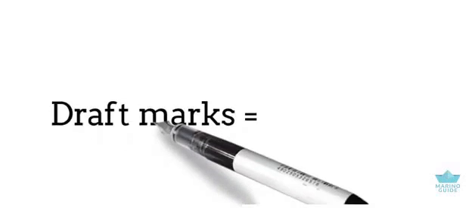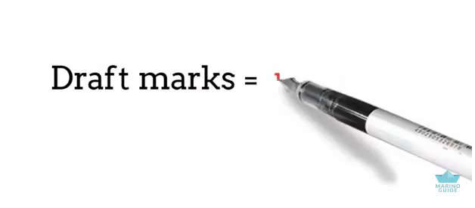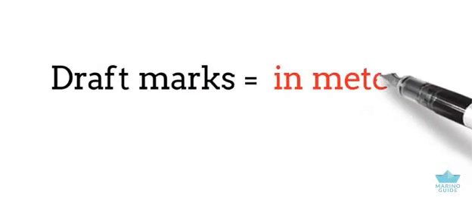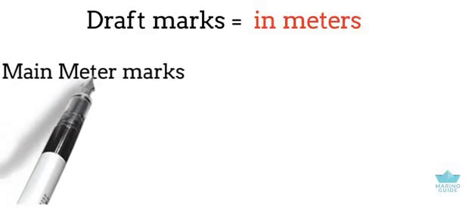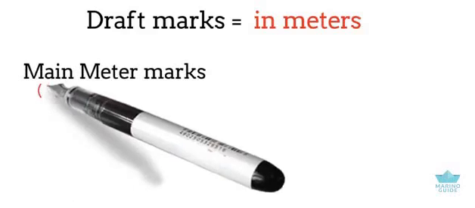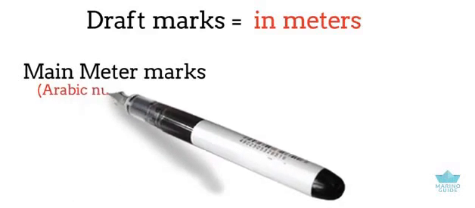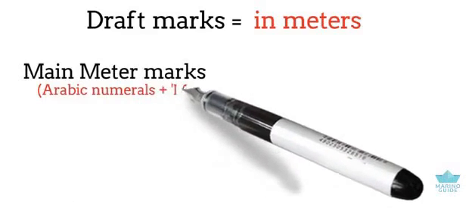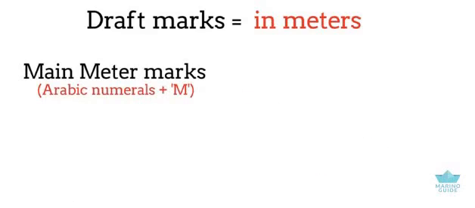Draft reading is done where the water line and the draft mark are crossing. Usually, the draft marks are in meters. The main meter marks are marked as Arabic numerals followed by the letter M, such as 8M, 9M, or 10M.